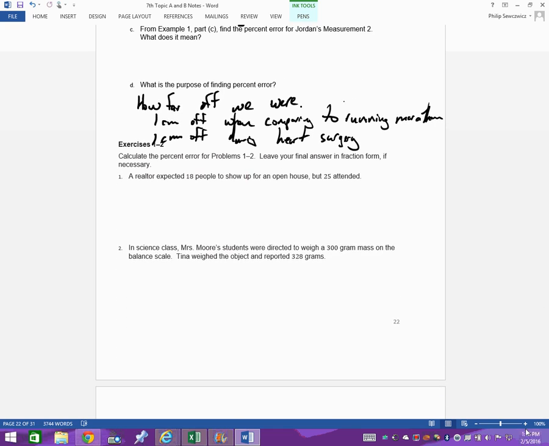So let's practice some here. A realtor expected 18 people to show up for an open house, but 25 attended. So think about it from how much did it change? In other words, what actually happened versus what was supposed to happen. And I'm getting 7 there. Now, again, I could do the subtraction problem. I know it's going to be positive there. And then the original amount, the starting amount, 18 or 25? Well, remember, another way of saying it is the actual amount that happened. Well, it was 25.